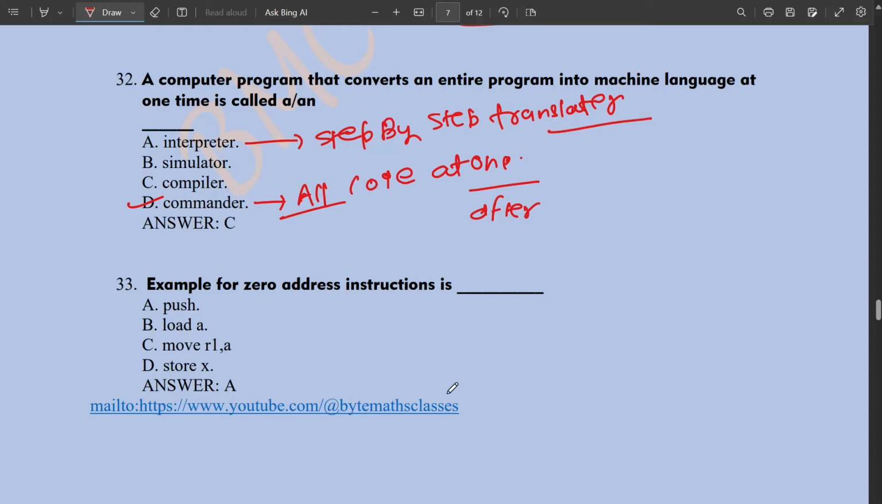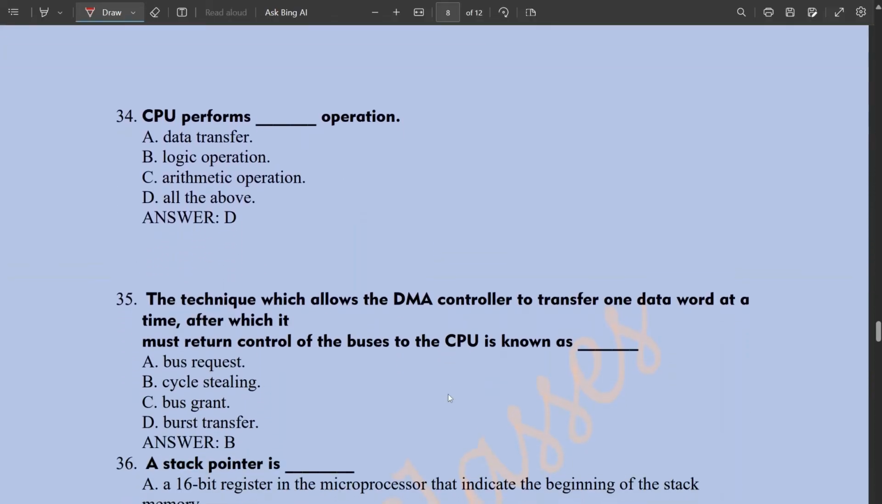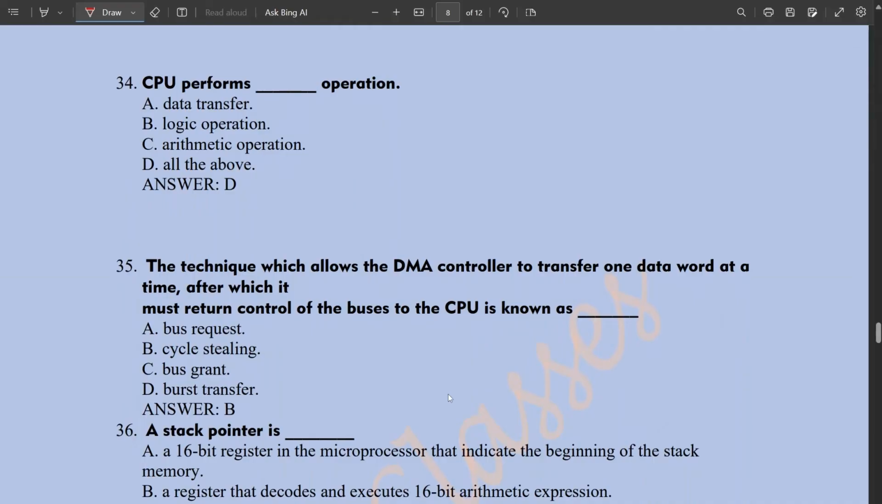Next, example for zero address instruction. Zero address instruction. So option number A is correct. Next, CPU performs operation. Which type of operation? Data transfer, logic operation, and arithmetic operation. These three types of operation are performed by a CPU.